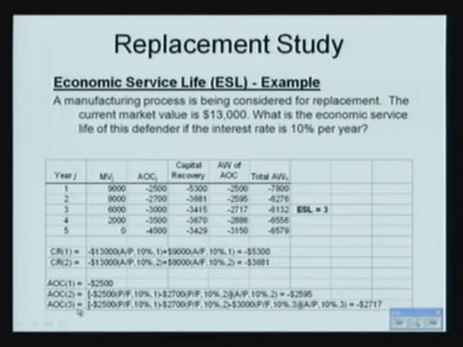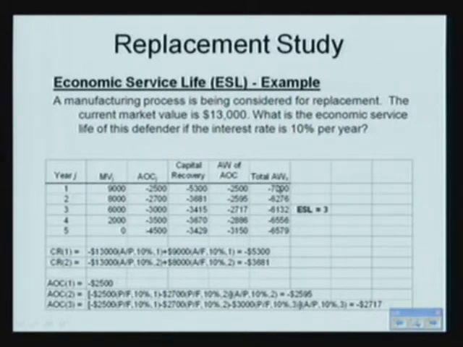Now the annual operating cost for 3 years, I have to deal with all 3 cash flows. The minus 2,500, I discount for 1 year. The minus 2,700, I discount for 2 years. The minus 3,000, I discount for 3 years. So I have a present value for those 3 cash flows. Then I turn around and find the annual equivalent spread over the 3 years. It turns out to be minus 2,717. And I keep doing that for 4 and 5 years.